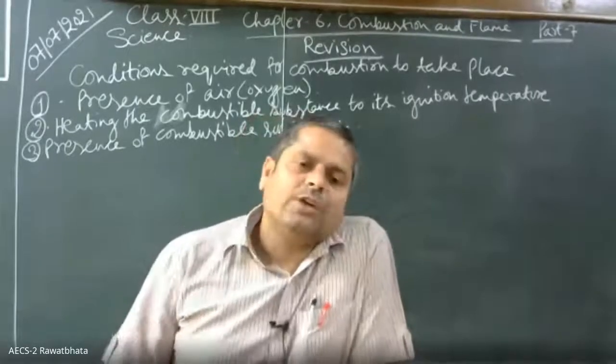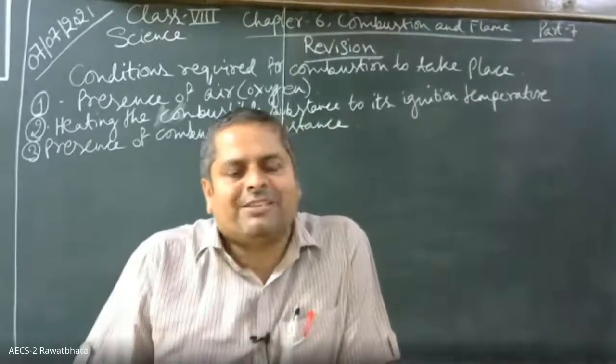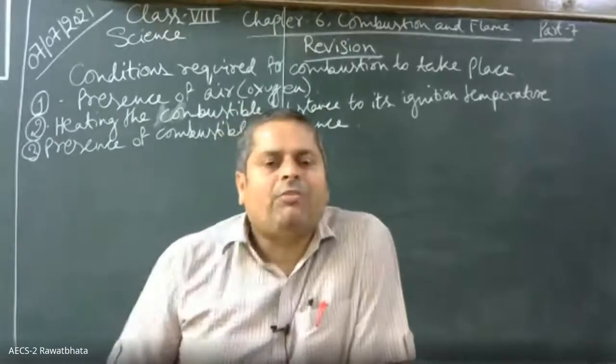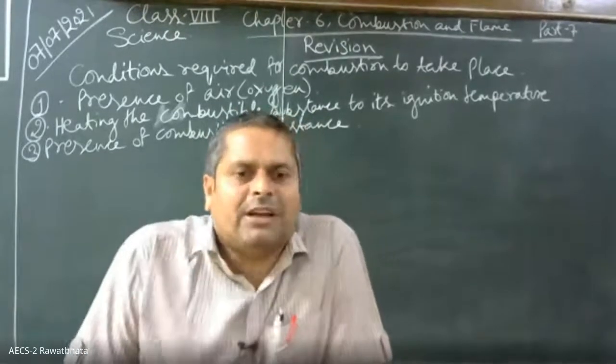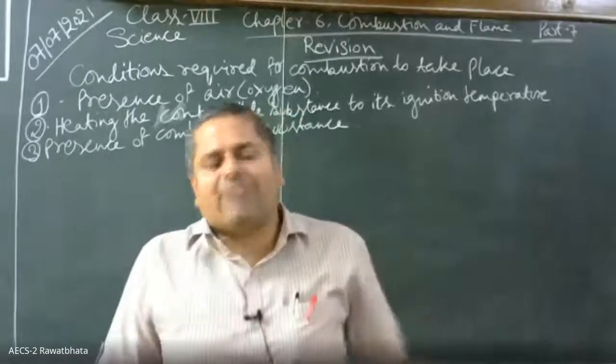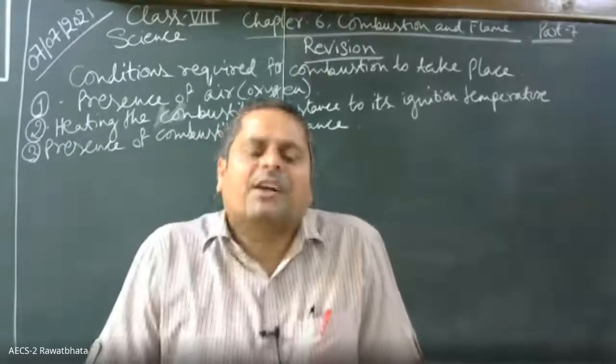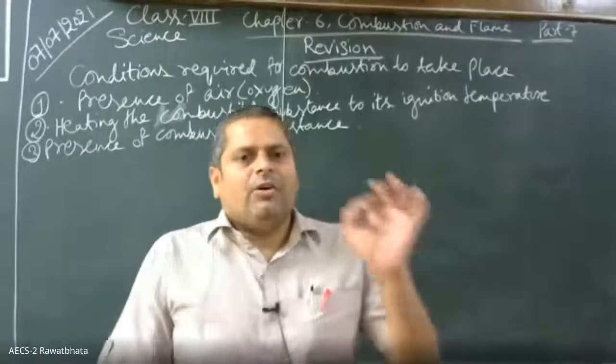Now, we have seen types of combustion on the basis of availability of oxygen. Now we will discuss the types of combustion on the basis of speed of combustion. Okay, children? Now, rapid combustion.